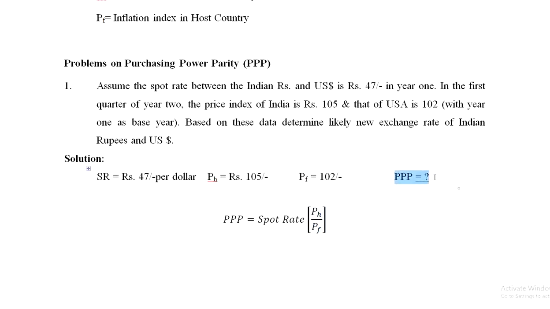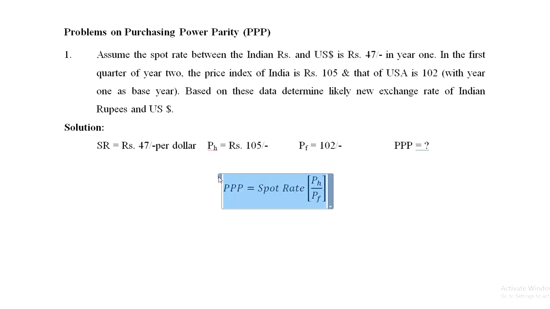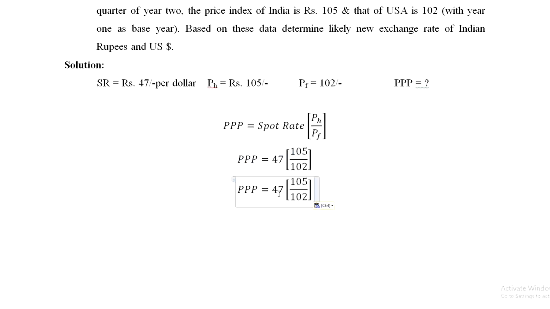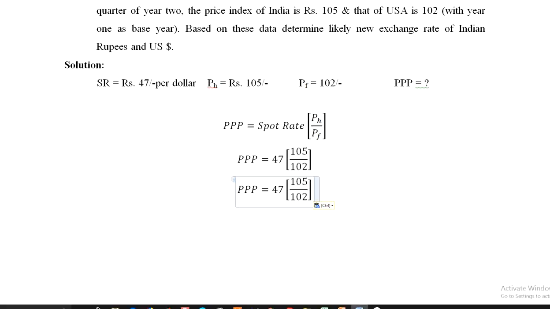And we have to find out the purchasing power parity as per the question. So I took the question over here and we have to come out with the solution. Let us come out with it like this. So spot rate is how much? It is 47. Spot rate is replaced by 47, and PH is how much? It is 105, and PF, the inflation index, is 102 in the host country. So what we have to do is find a solution for this. So let us take the calculator.